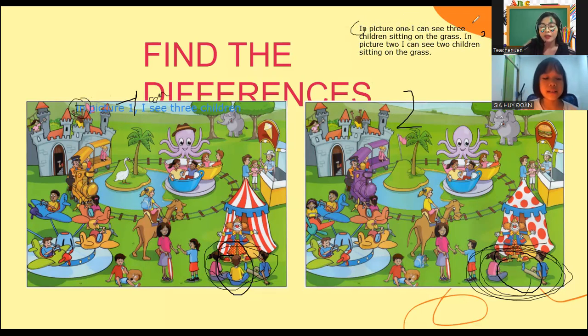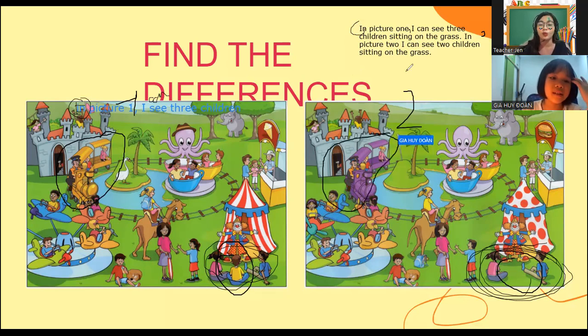Yes. I see the difference. In picture one, I can see the train is yellow. In picture two, I can see the train is purple. Very good. Correct, Hannah. In picture one, the train is yellow. In picture two, the train is purple. Very good sentence. What else?